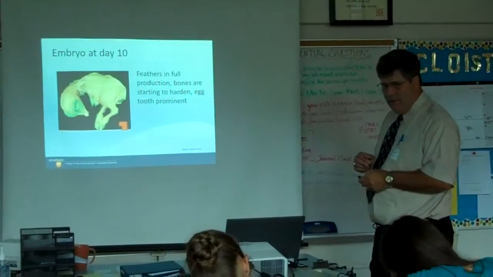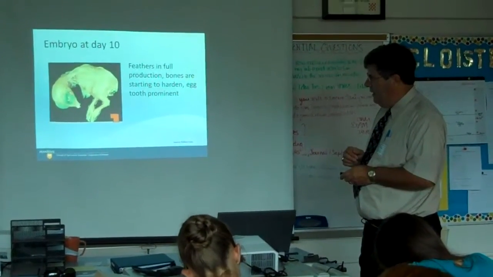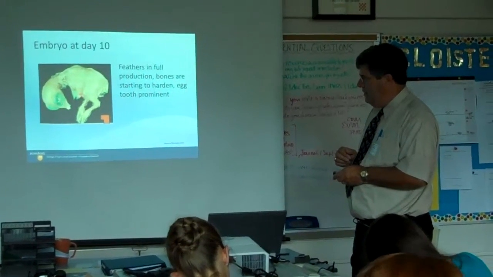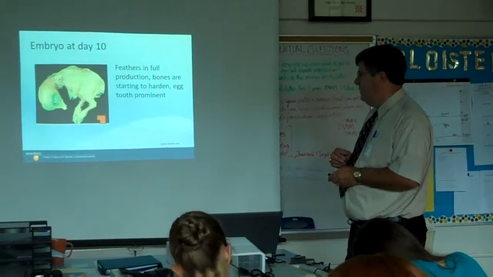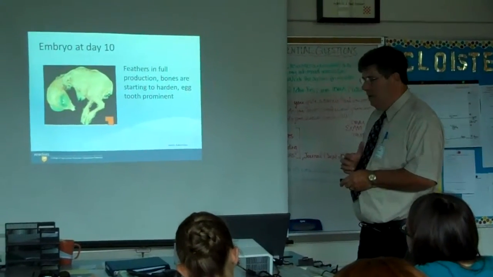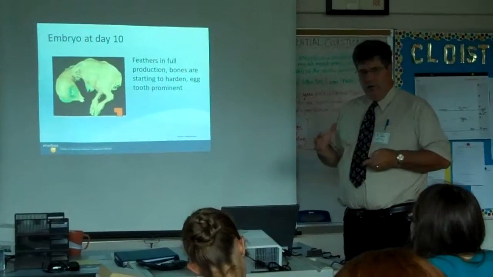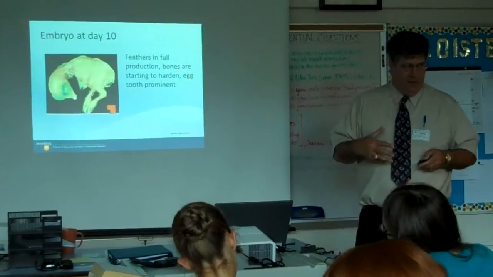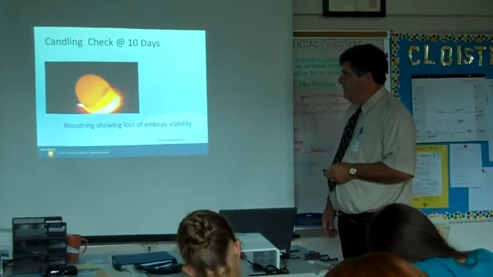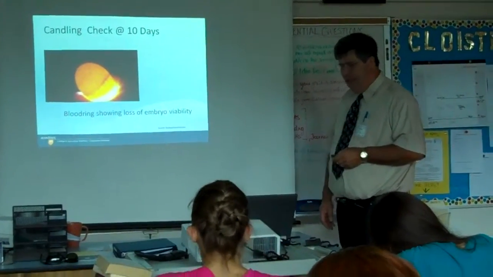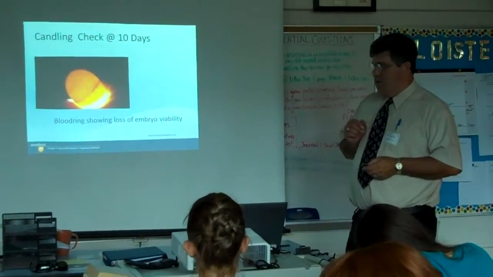Here's 10 days. You can already see that there are eyelids covering the eyes. You can see definitely feathers there and claws. And the bones are starting to get longer and longer. And so basically all the things that are there in the chick are there. They're just getting bigger and bigger and bigger. So, at 10 days, we usually can pull the eggs out of an incubator and see how they're doing.